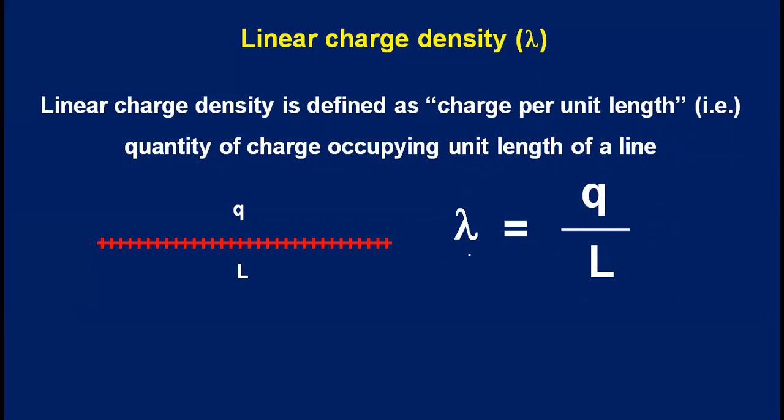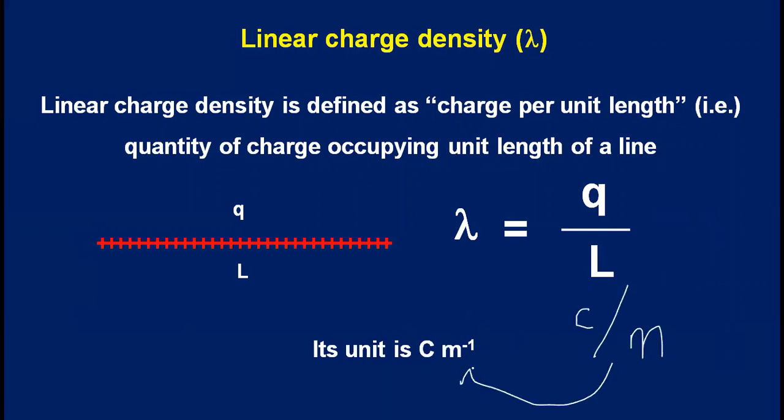Now let us find the unit of linear charge density. We have a charge in the numerator. So the unit of charge is coulomb, and that of length is meter. So let me take meter to the numerator. So I end up with coulomb meter to the power minus 1. So the unit of linear charge density is coulomb per meter, or I can write it as coulomb meter to the power minus 1. So I hope you have understood what is linear charge distribution and linear charge density.